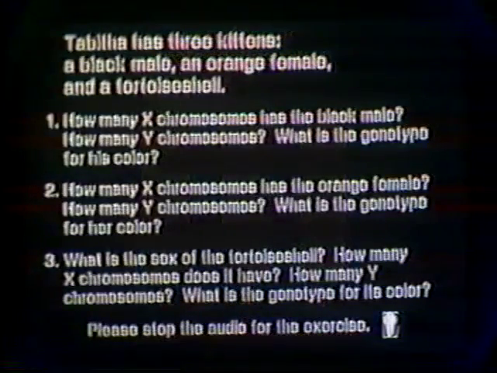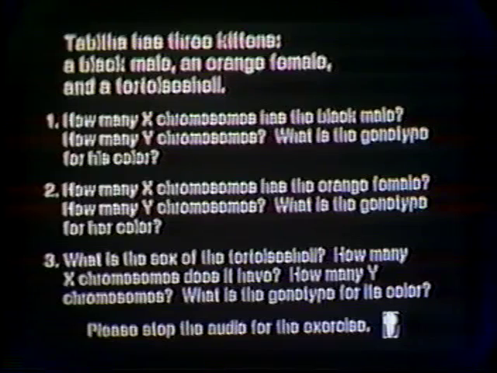Try this exercise to review what you have just seen. Please stop the audio if you wish to do the exercise.